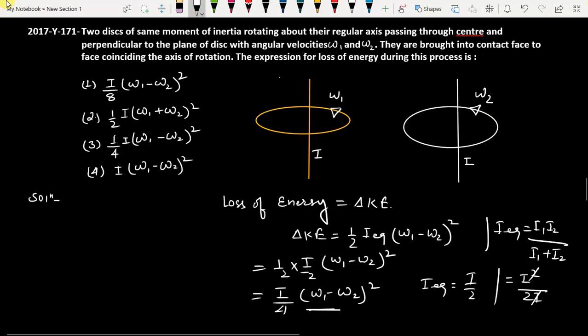So this is the correct answer for this question. Now let us check which option is correct. Option third is the correct one.